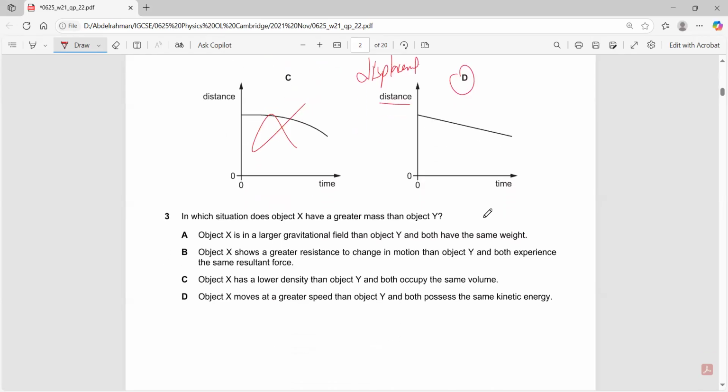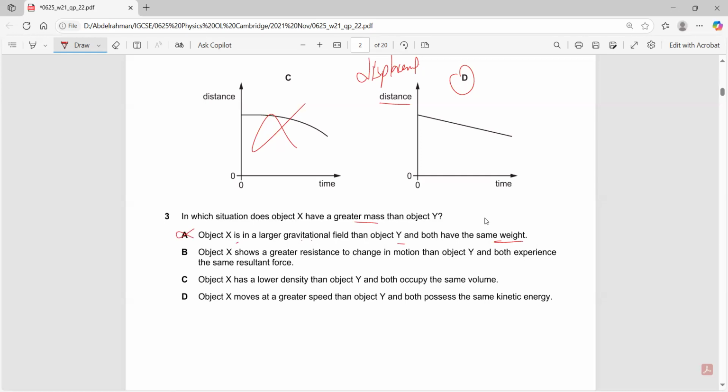In which situation does an object X have a greater mass than object Y? Object X is in a larger gravitational field than object Y. Both have the same weight. If they both have the same weight and X is in a larger gravitational field, then the G is much greater. For example, the G is 20 or 30 or 40, right? And Y is in a much smaller gravitational field. It's 9.8 or even smaller. If they both have the same weight, this means that the mass of X is now smaller. We want the mass of X to be greater. The mass of X is now smaller, so this is wrong.